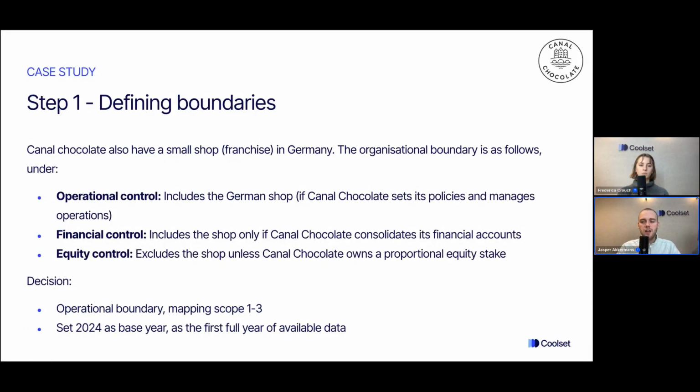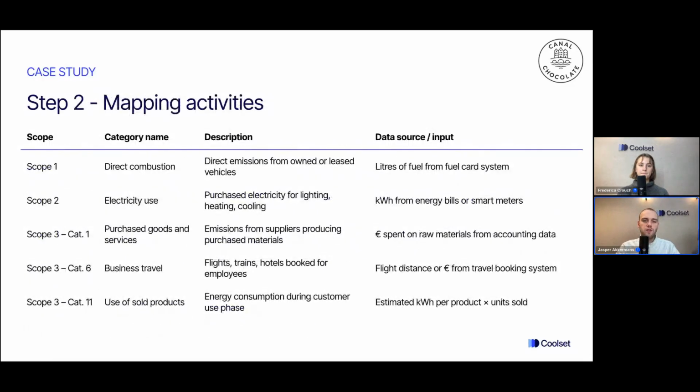In our case, Canal Chocolate uses operational boundaries, mapping scope 1 and 3 in that context. So they would include the shop, and they set 2024 as a base year, as that is the first full year of available data. Then for step 2, they start mapping their activities. Here we took some examples that make it clear how you do it and where you start. For scope 1, they look at direct combustion, which comes from emissions from owned or leased vehicles in this case.